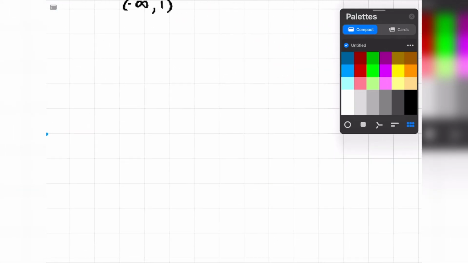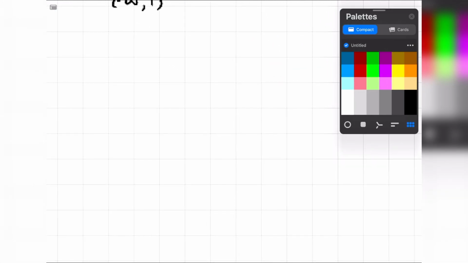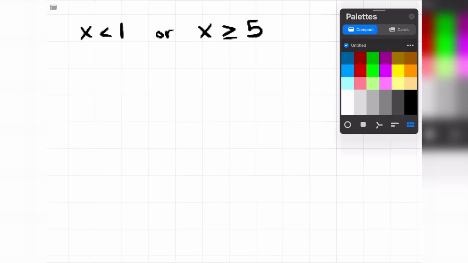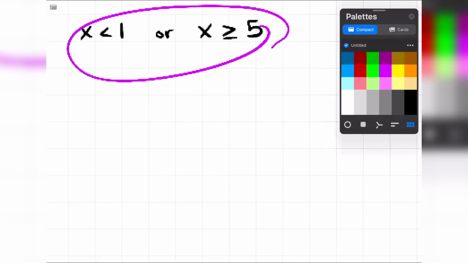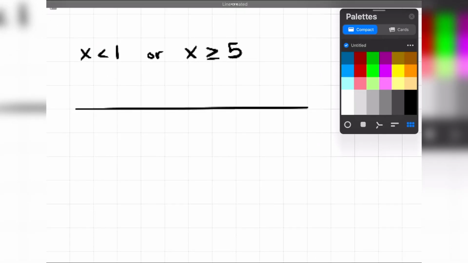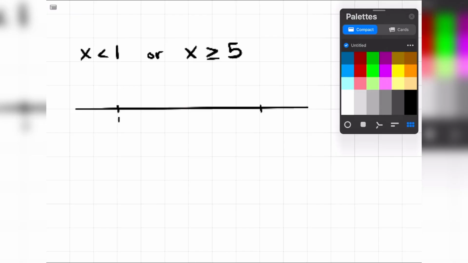The next question is x less than 1 or x greater than or equal to 5. Like I said, the inequality notation solution is just this. Don't overthink it. Now if we're graphing it, it's going to be this. Over at 1, over at 5. We'll do 1 first, left side first. x is less than 1, so the x is over here.